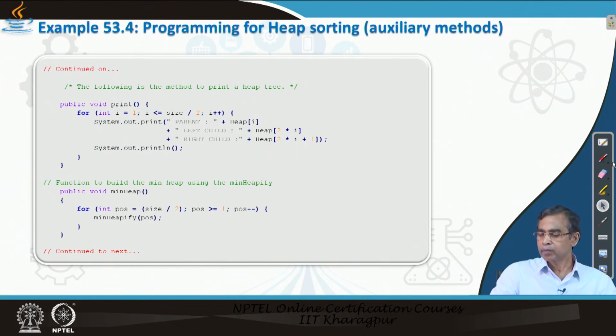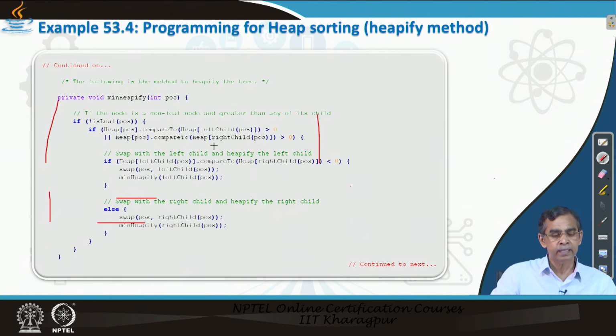And here is the print method. How to print the heap is just printing an array, that's all, nothing else. And this is the main code, the min heap. Min heap is basically just the min heapify for all elements. So removing it and then min heapifying is there, and so basically the code works that way.